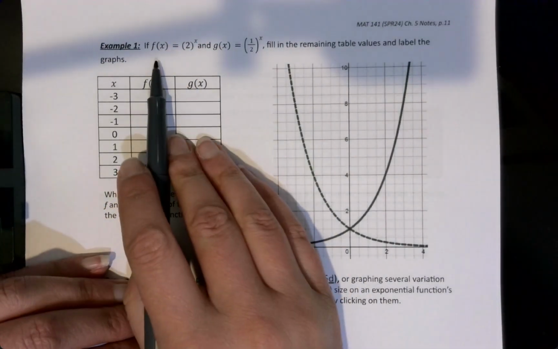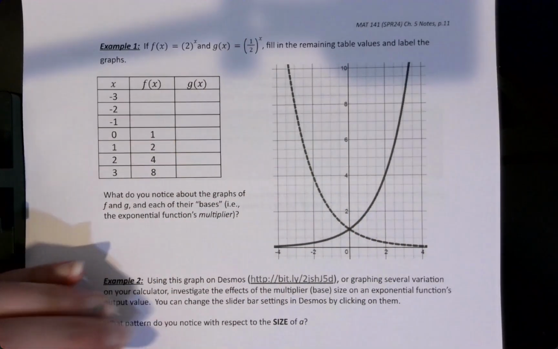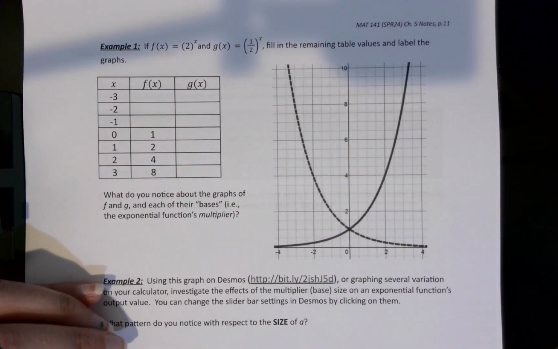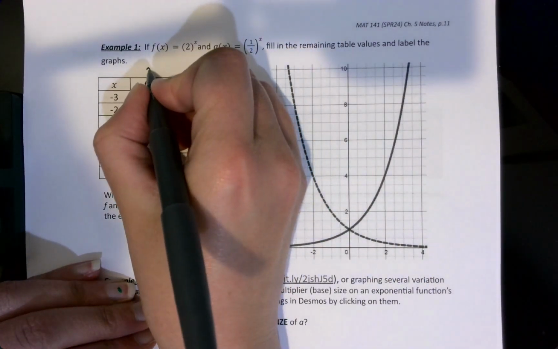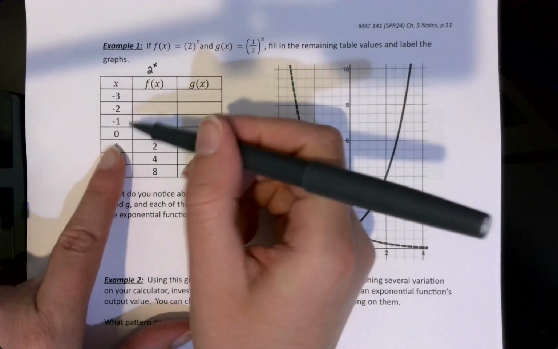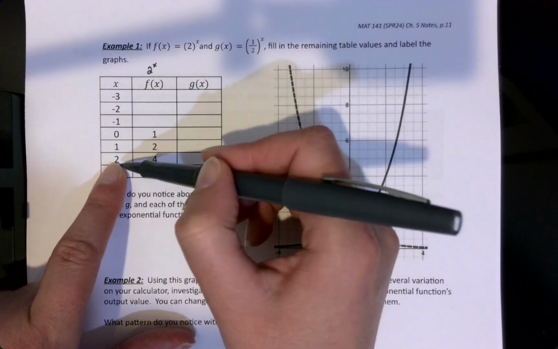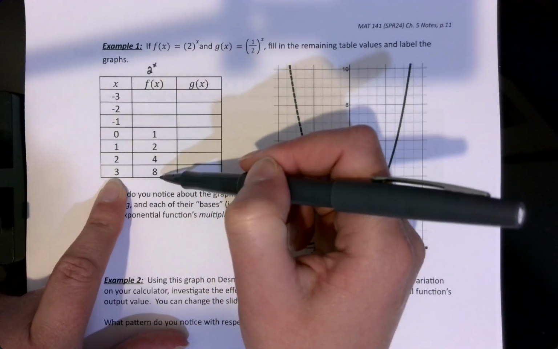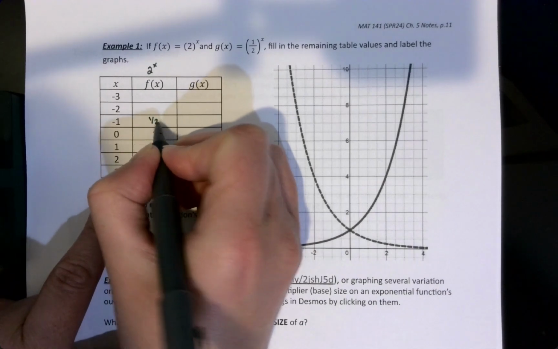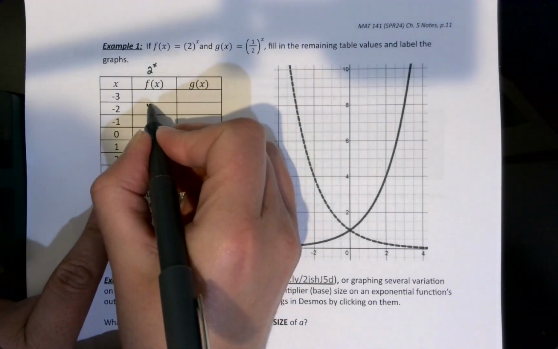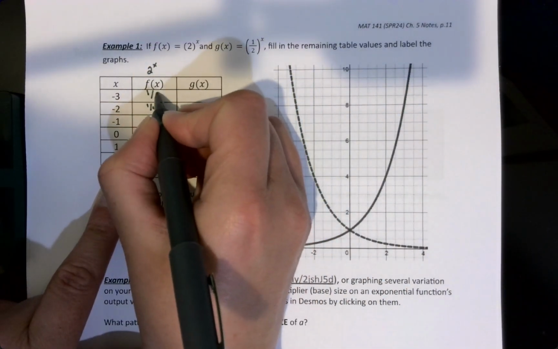If f of x equals 2 to the x power and g of x equals 1/2 to the x power, fill in the remaining values and label the graphs. So the f of x function, this is our 2 to the x function. The bottom half's been filled in. So 2 to the 0 power is 1, 2 to the first power is 2, 2 to the second power is 4, and 2 to the third power is 8. For -1, 2 to the -1 power is 1/2. 2 to the -2 power is 1 over 2 squared, so 1 over 4. 2 to the -3 is 1 over 2 cubed, or 1 over 8.